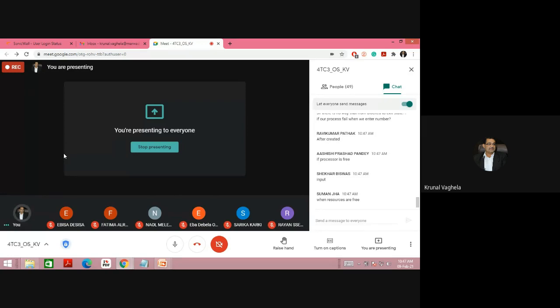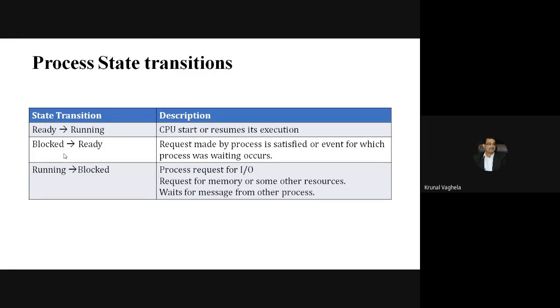Not only input, but the event for which the process is waiting will happen. Now, the event will be anything, either user input or user output, or input from the operating system, or input from some other process, whatever the event, right? So the request made by the process is satisfied. The process has made some request either for input or output or any event, and it is satisfied, or the event for which the process was waiting occurs. And running to blocked, that means the process requests for IO.